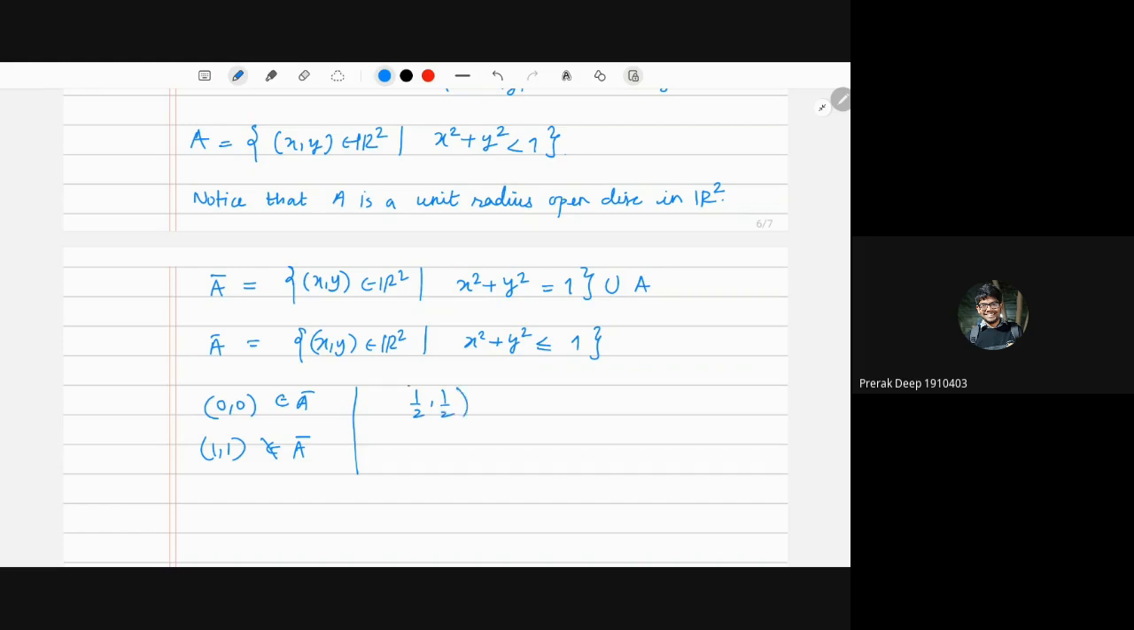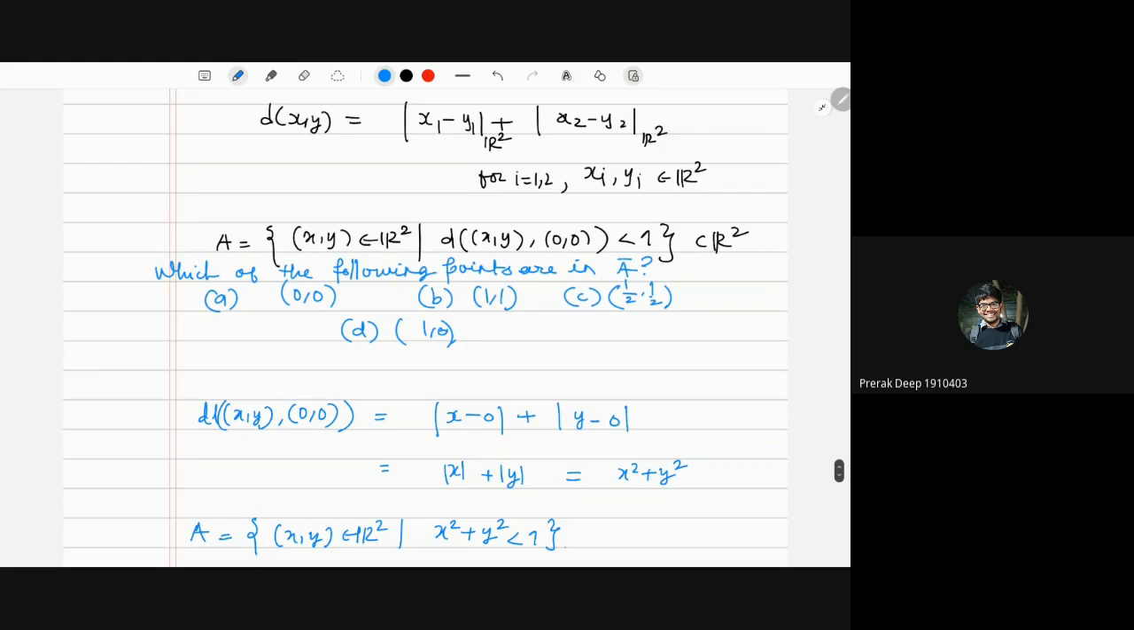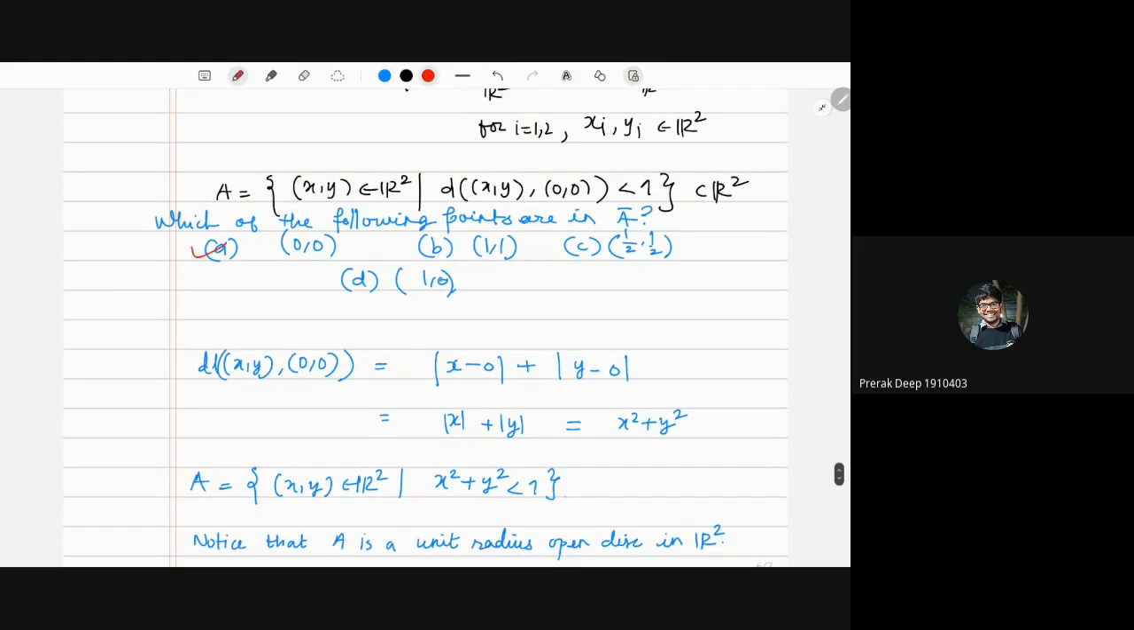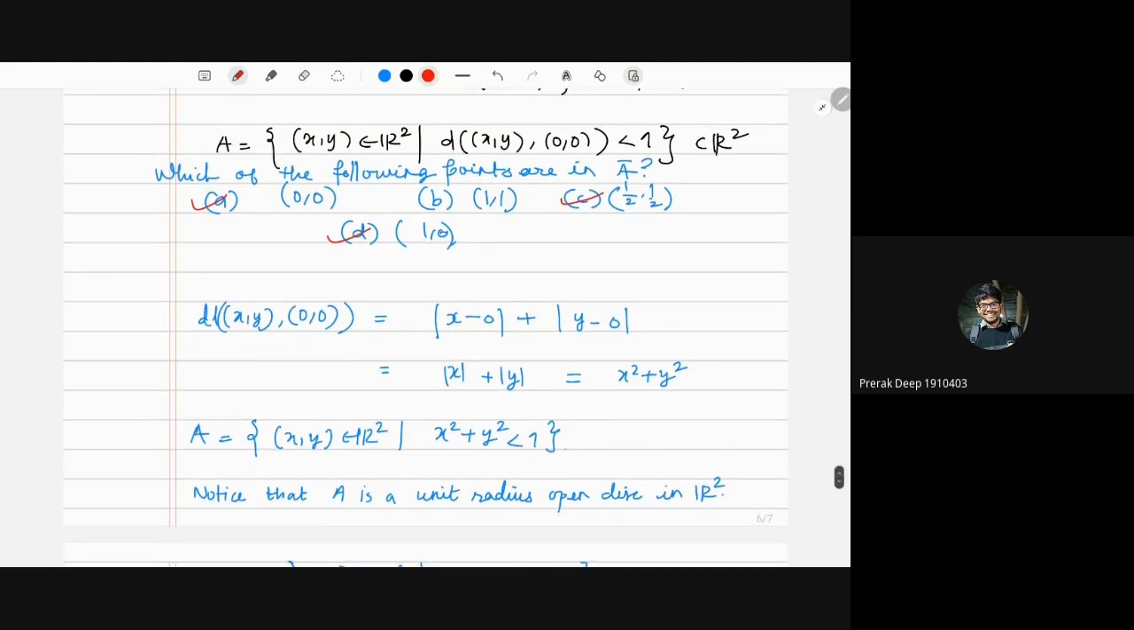Half comma half is part of the closure, because half square is 1 by 4 plus 1 by 4, and this is smaller than or equal to 1. Okay, similarly 1 comma 0 is also part of the closure, because 1 square plus 0 is 1, this is smaller than or equal to 1, so it is also part of the set. So except B, everyone is part of the closure. So this is the answer. Is this solution clear to everyone?